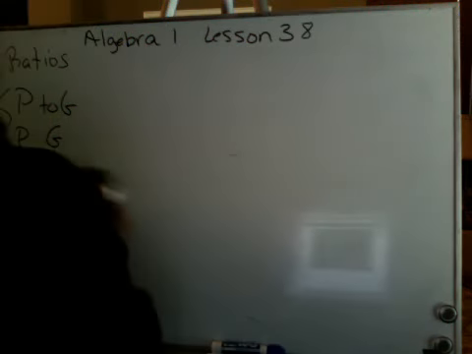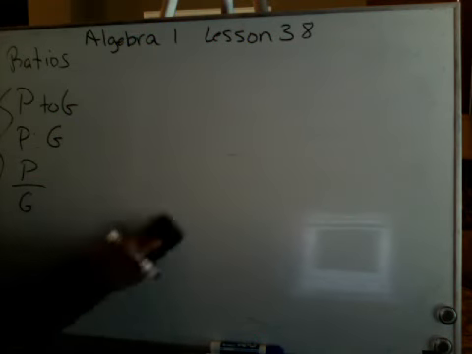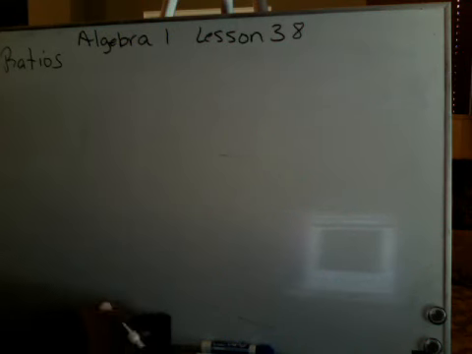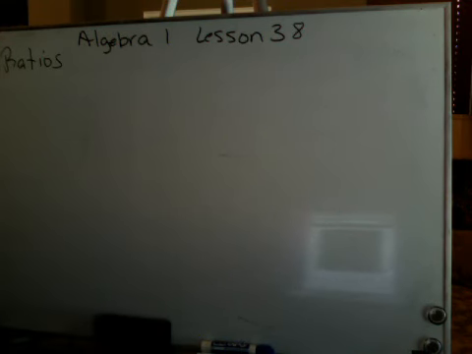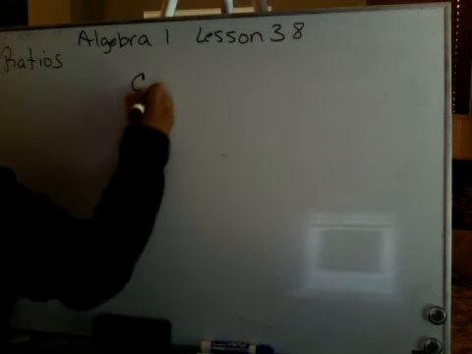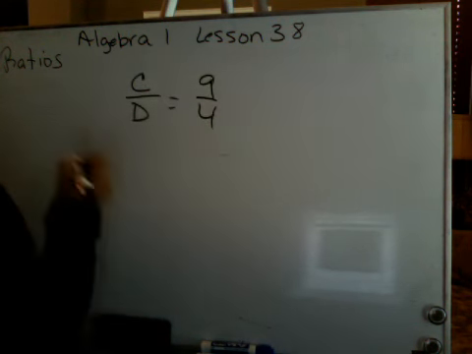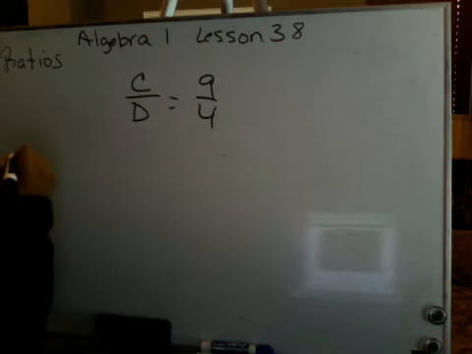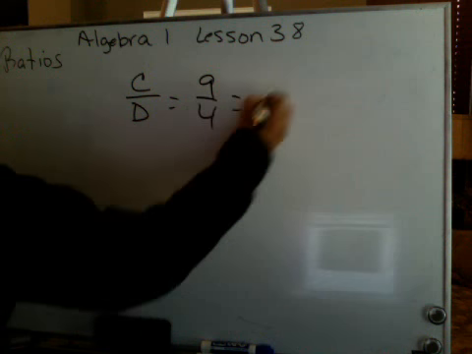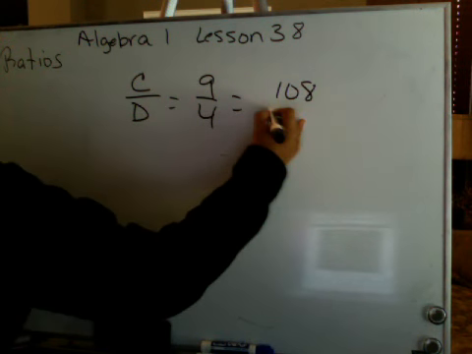So let's look at the next example. The next example is 38.3. And it said, in the barnyard, the ratio of chickens to ducks was 9 to 4. So I'm going to go chickens to ducks was 9 to 4. And there were 108 chickens. How many ducks were there? 108 chickens. How many ducks?